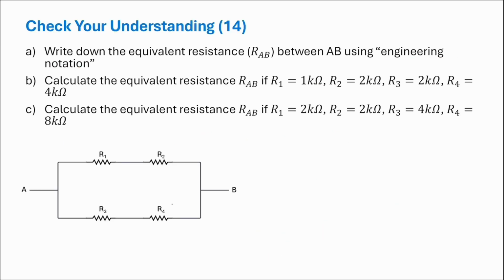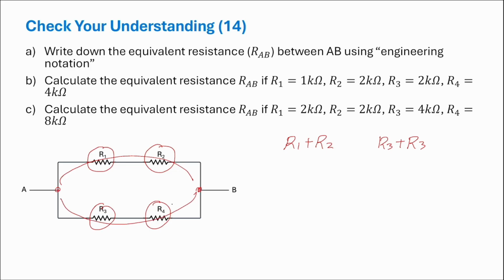Number 14: R1 and R2 are connected in series. So you have R1 connected to R2 in series. And the bottom branch, these two are connected in series, R3 plus R4. But this branch and this branch are connected in parallel. So we bracket the upper branch and the lower branch, and then they are in parallel. So this is your RAB.